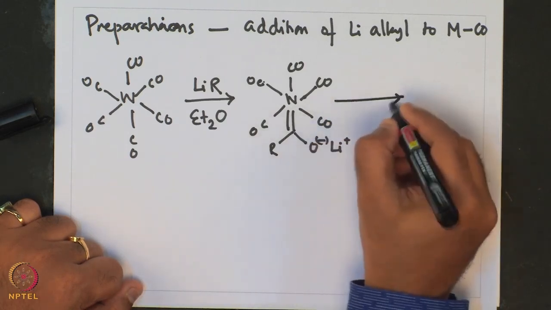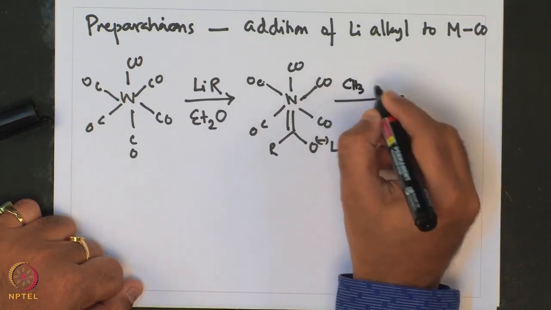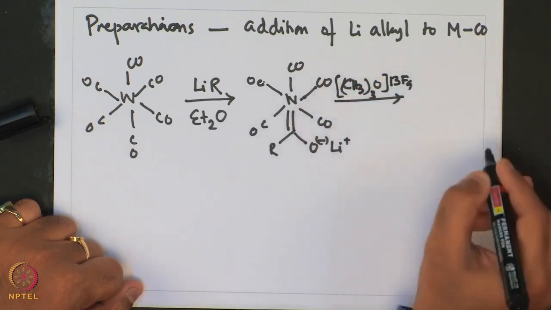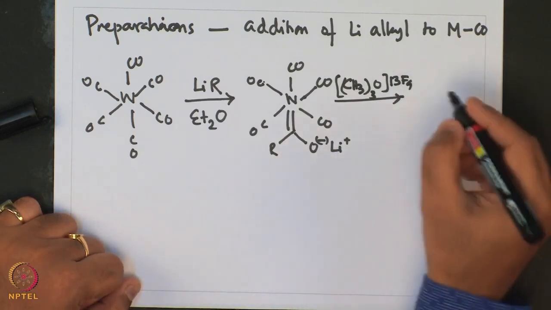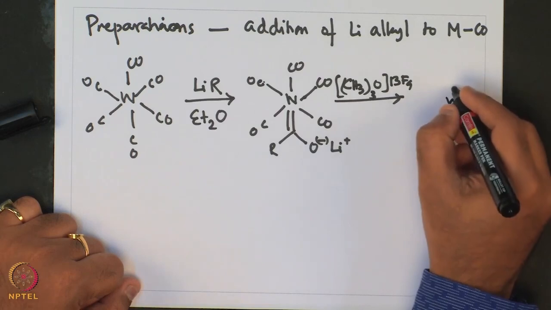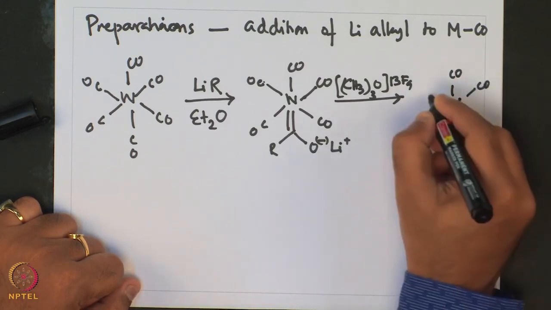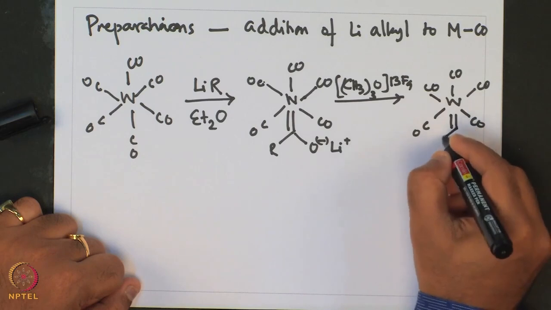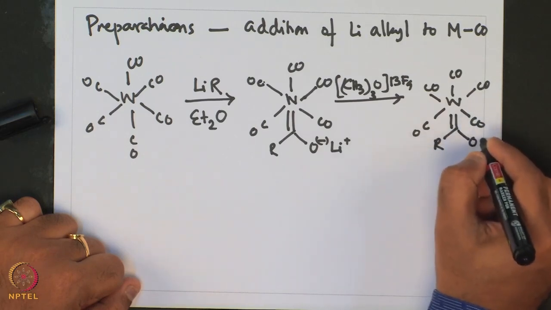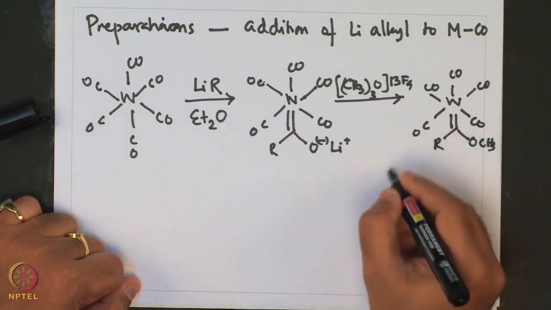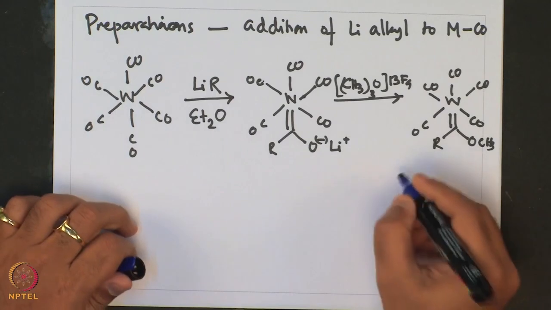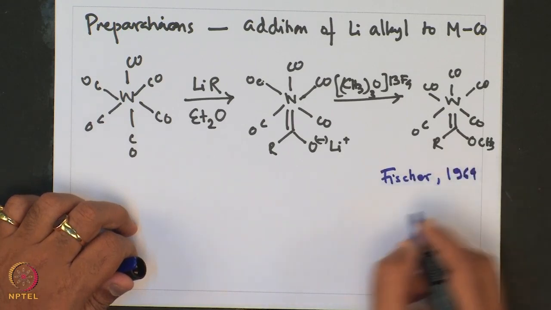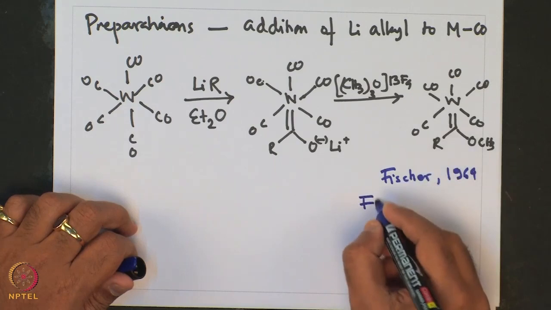and which when treated with CH3 O3 O BF4, this is a reagent that produces methyl cation to alkylate this oxygen, gave the following carbene compound. Since this carbene was prepared by Fischer way back in 1964, this is called Fischer carbene, or this kind of compound.